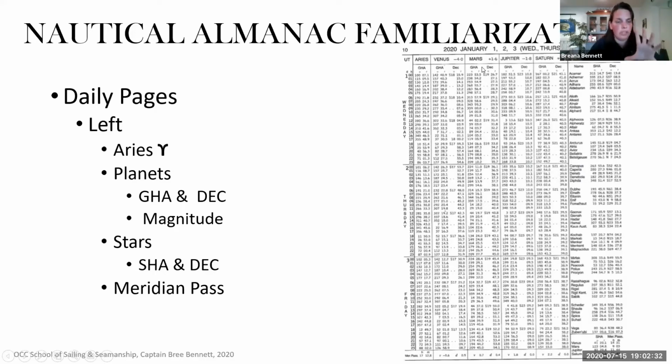So does anyone know what the magnitude of the sun is? I don't know right now. But it just means how bright that star is.